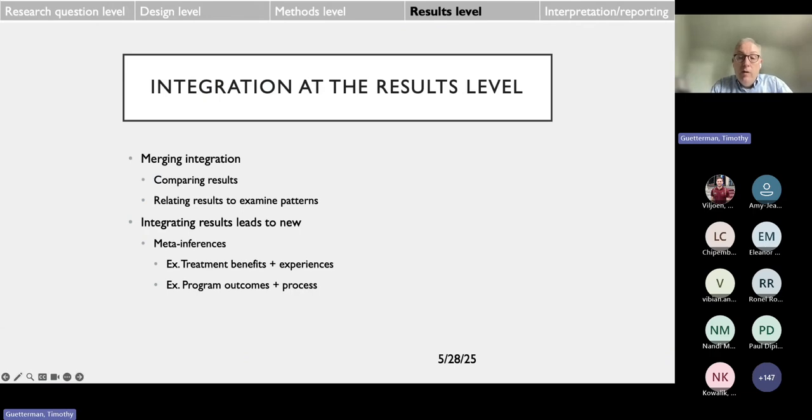So I want to move on now and talk about integration at the results level. So, typically what we think about at the results level is merging as an integration strategy or the form of integration.